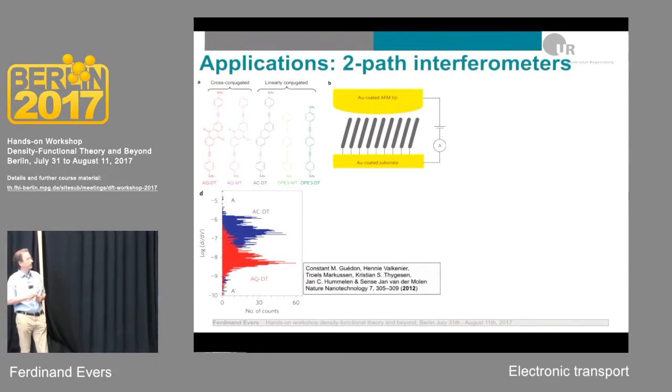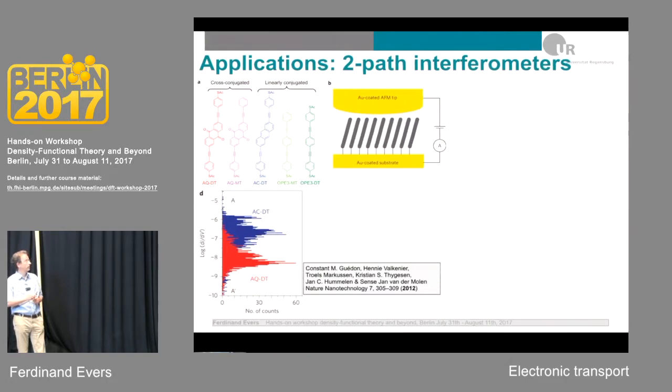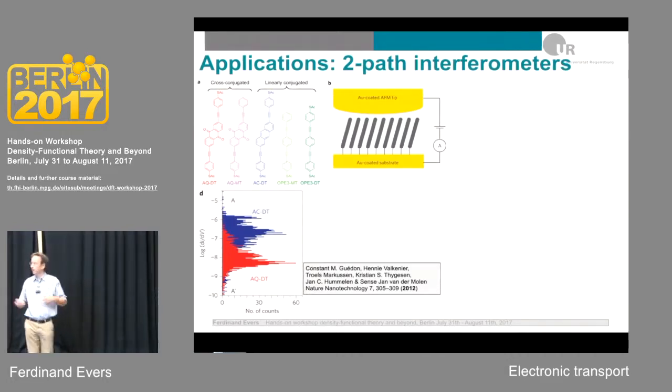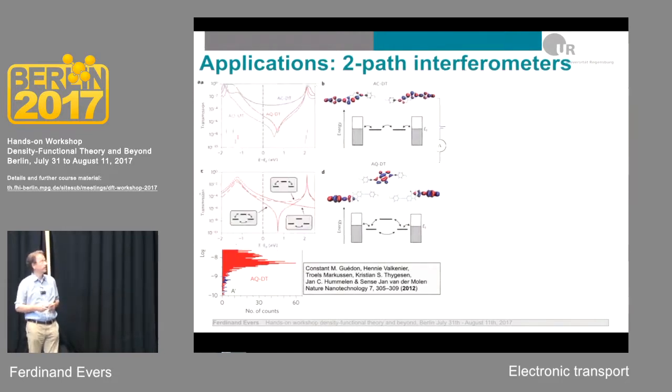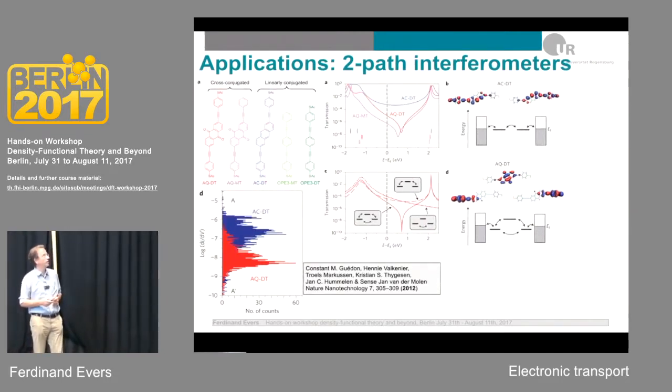Please be aware that this is a logarithm of the conductance over the number of counts. So this is really a difference from -5 to about -8 or something like this. It's several orders of magnitude difference in the conductance. How can we think about this? That was then what was to be answered by these ab initio transmission calculations.